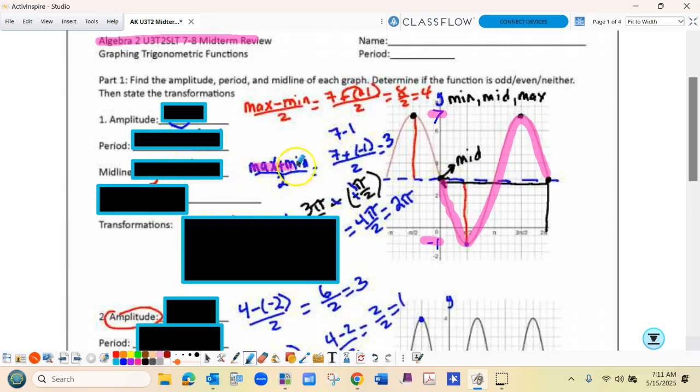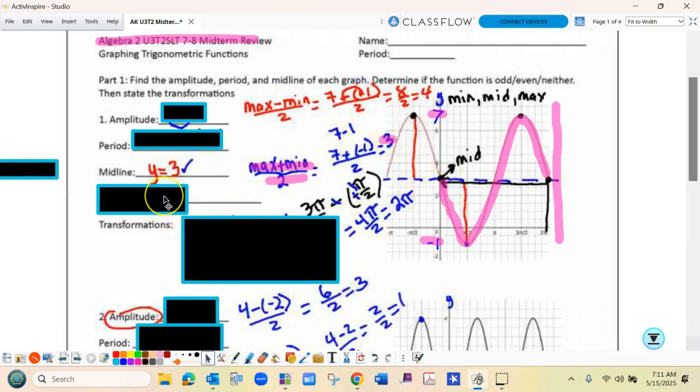One formula you can use to find the midline, if you're not going to count the number of units between 7 and -1, is the maximum number plus the minimum number divided by 2. And then we're going to get 3 as the answer. So that's going to be our midline. Our midline always must be as an equation of a line, y equals 3.